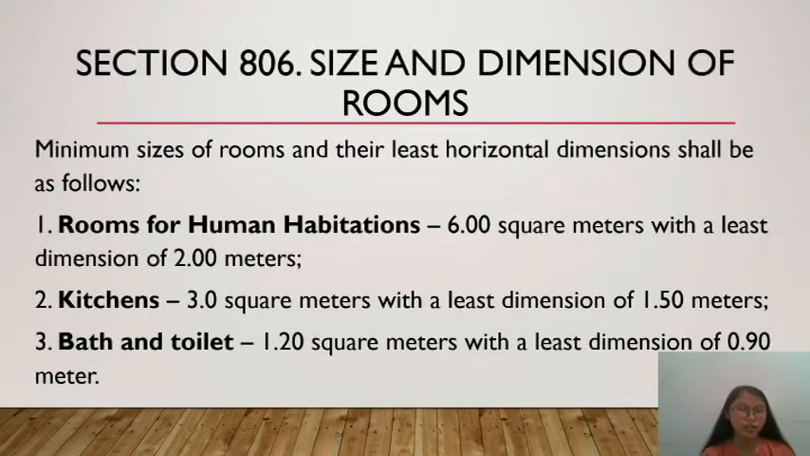In section 806, size and dimensions of rooms. So, the minimum sizes of rooms and their least horizontal dimensions shall be as follows. Number 1, for rooms in human habitations, it should be 6.00 square meters with at least a dimension of 2.00 meters. And for the kitchens, it should be 3 square meters with at least a dimension of 1.50 meters. And for the bath and toilet, it should be 1.20 square meters with a least dimension of 0.90 meters.